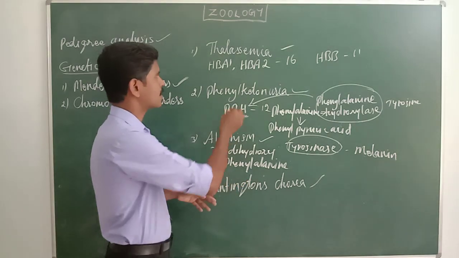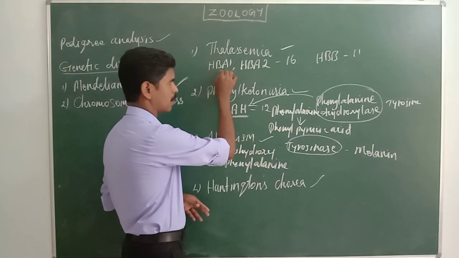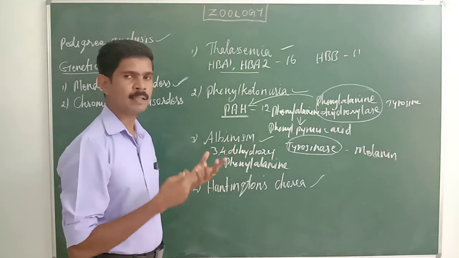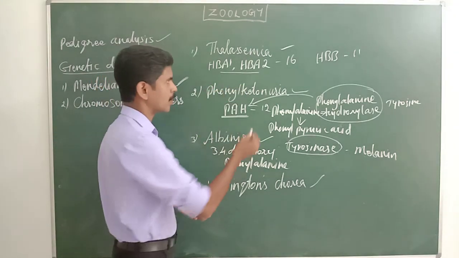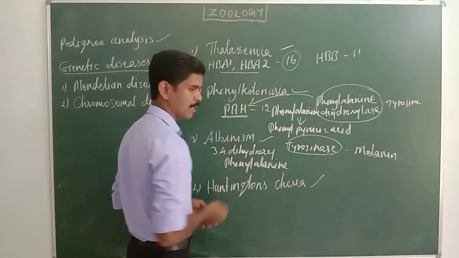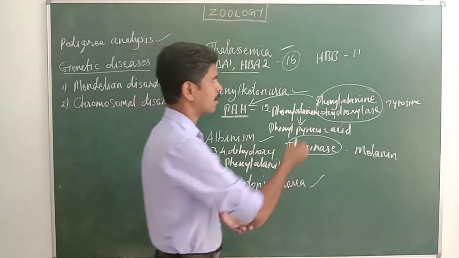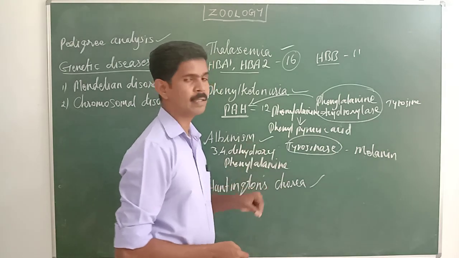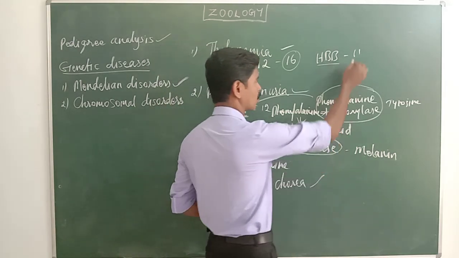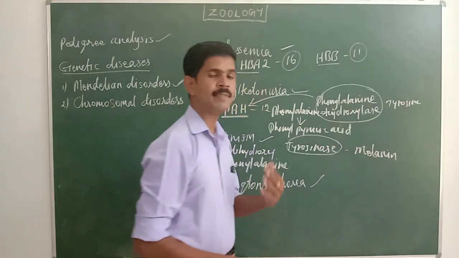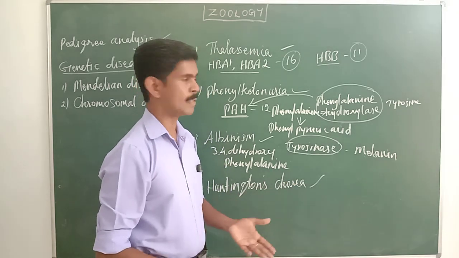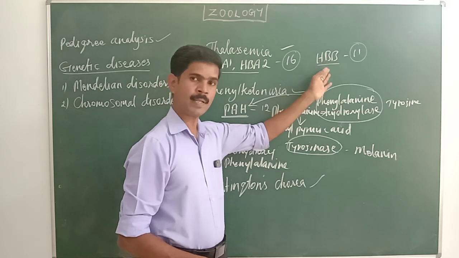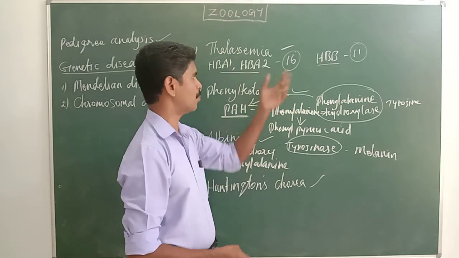For example, the genes responsible for alpha thalassemia are HBA1 and HBA2, and in which chromosome are these 2 genes located? Chromosome number 16. And the gene responsible for beta thalassemia is the HBB gene, and in which chromosome is this gene located? Chromosome number 11. And which disease is always called Cooley's disease? Beta thalassemia. So these are the 1 mark questions.